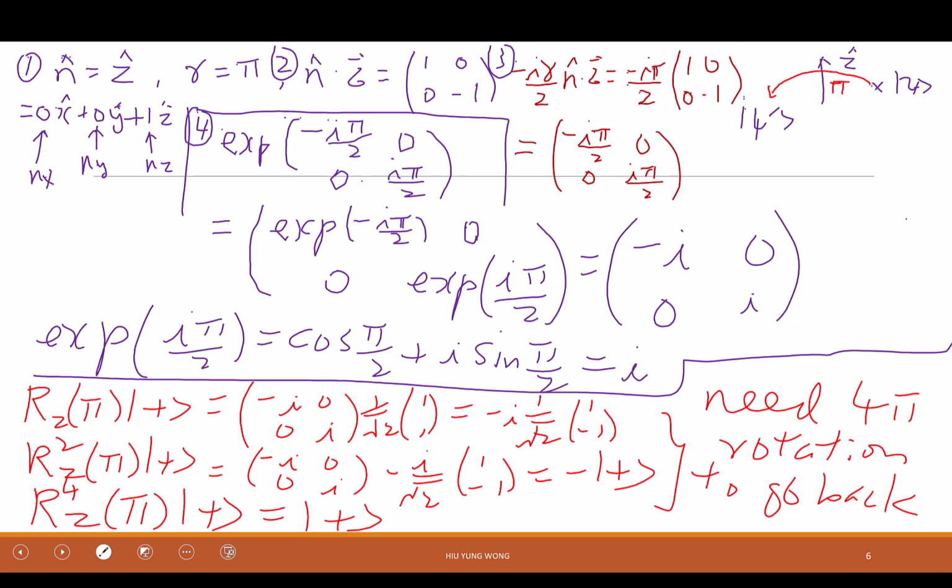Yeah. The math is still correct if you are just interested in the qubit without the phase. But if you want to go back to the original wave function, then you need to rotate by this amount, 4 pi.